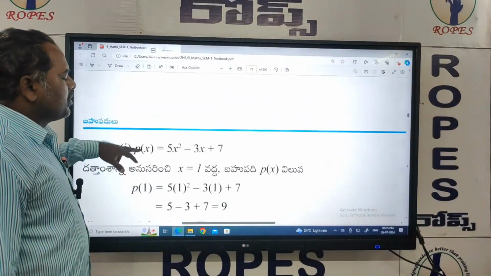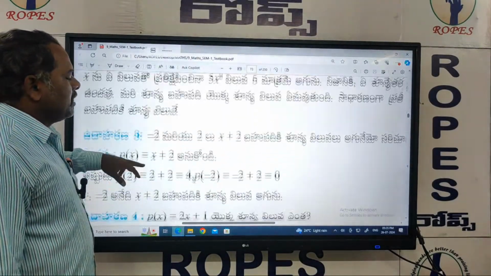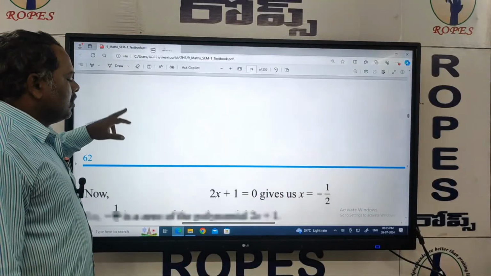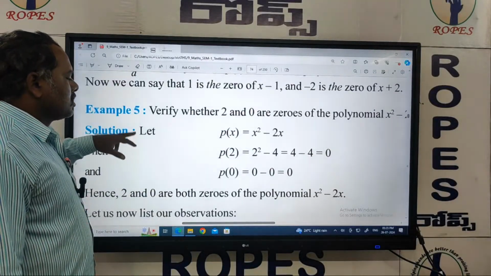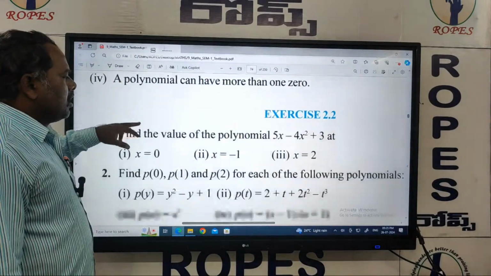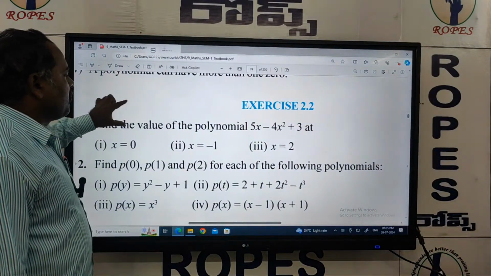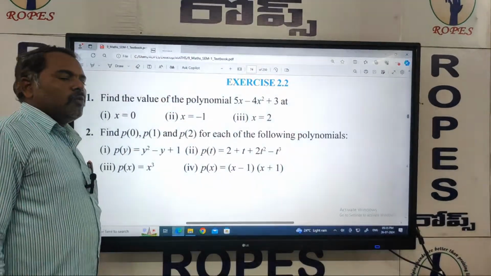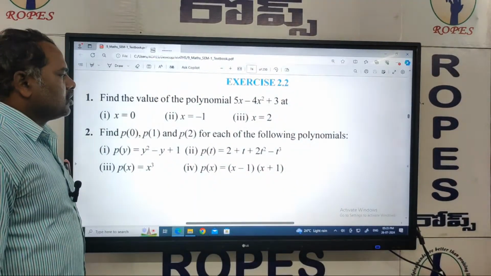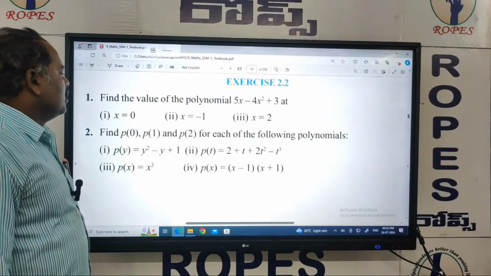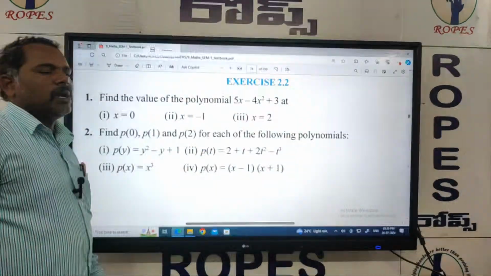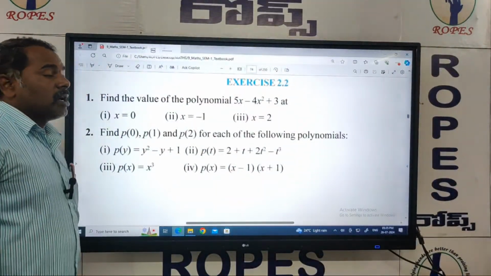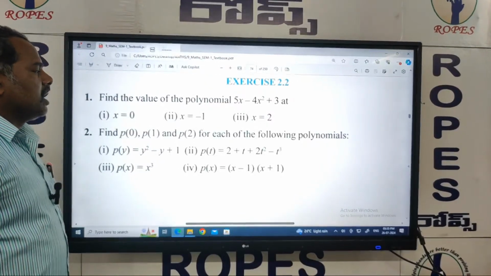In exercise 2.2 clearly they have asked, so what are the zeros of the polynomials, and find the value of the polynomial when they are giving the value of the variable by substituting that value in the place of that variable, what is the number we are getting, so that's what we are finding.